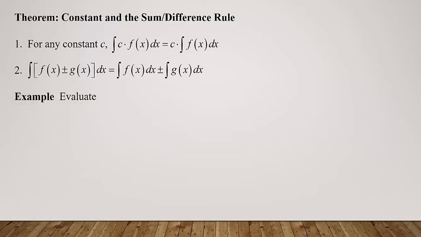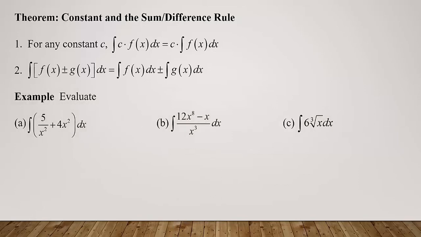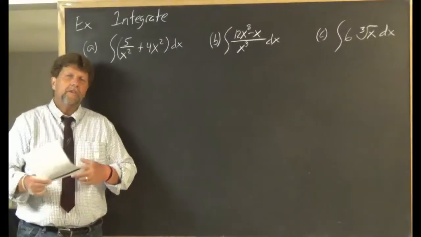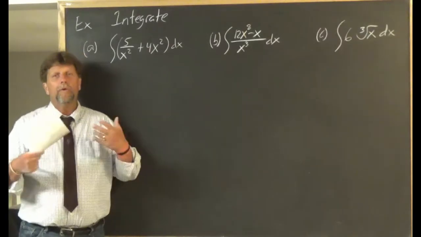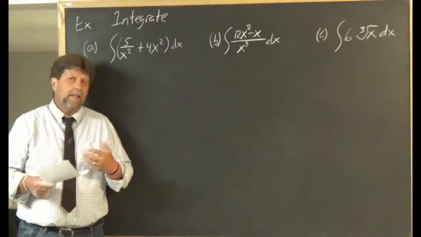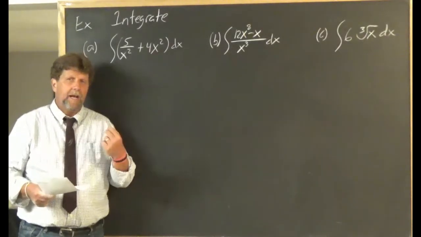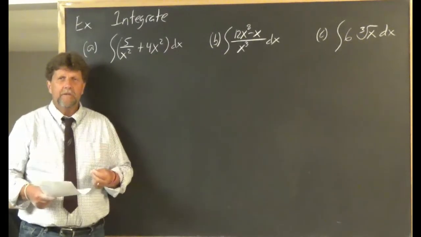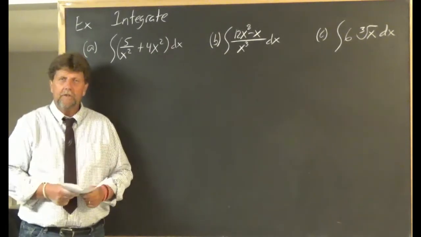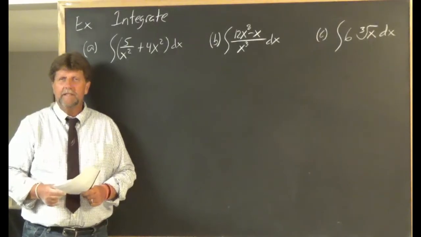So let's practice this stuff. This example has three parts. Make sure you write each one of them down, because I am heading off to the chalkboard to work through all three parts. Now that we've added to the power rule the constant multiple rule, where you can rip a constant out front, and the sum difference rule, let's look at parts A, B, and C in this example.